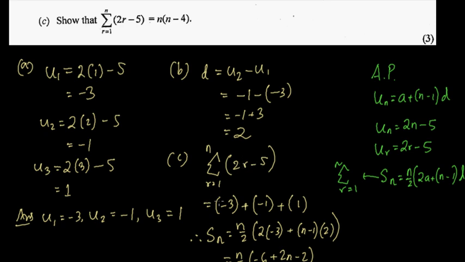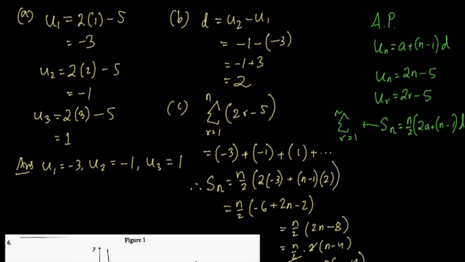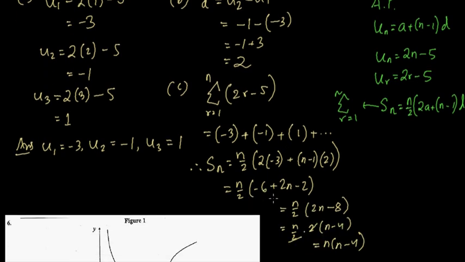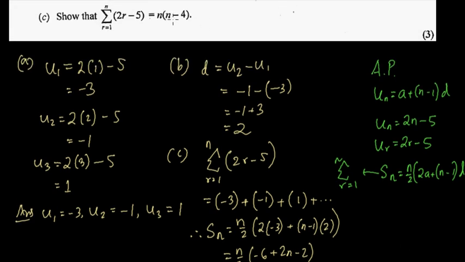So when we put r equals to 1, we have the first term minus 3, r equals to 2, we have the second term minus 1, we have the third term like this, and it goes on, plus dot dot dot goes on. So summation means finding the sum of n terms. So we do n by 2 twice a is minus 3 plus n minus 1, common difference is 2, and we simplify this to n minus 8, and we take 2 common. It would be n minus 4. This 2 and this 2 cancels, and we have proved it. This is what we had to do.